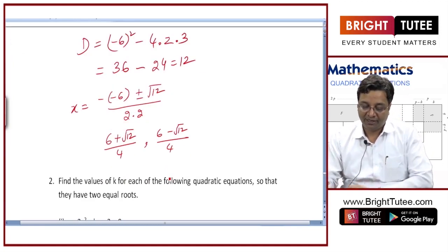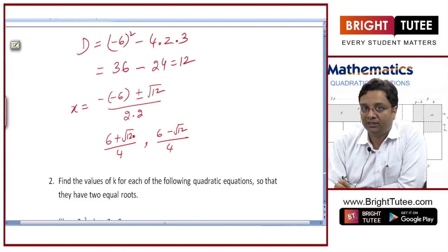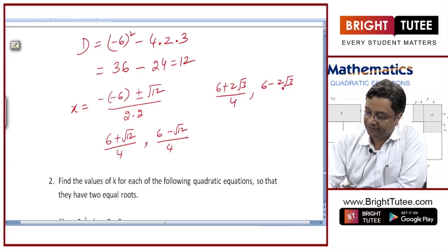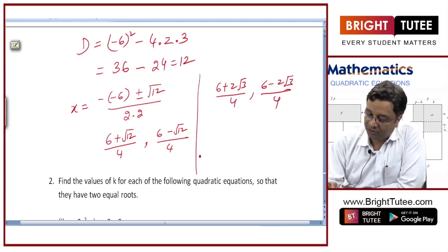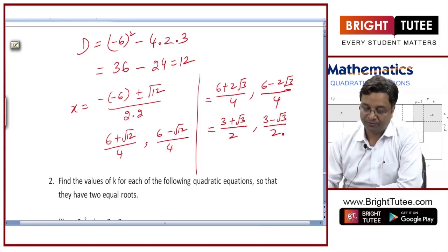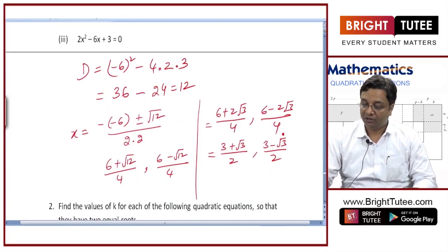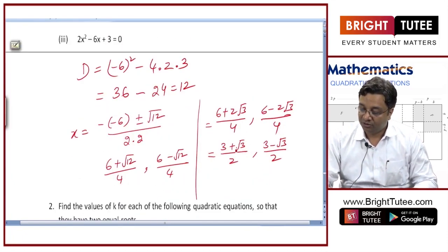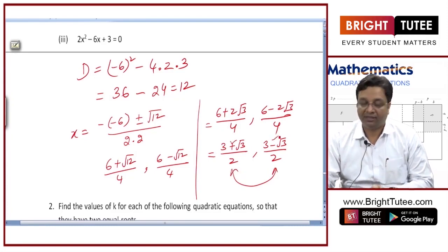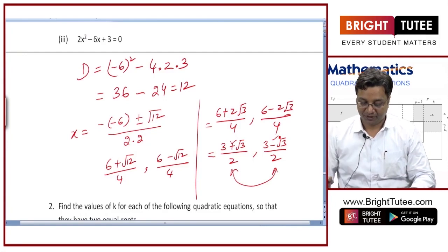Now I can further simplify it because 12 can be written as 4 into 3. So 2 can be taken outside. So 6 plus 2 root 3 by 4, 6 minus 2 root 3 by 4. I can take 2 common and cancel it. So it will become 3 plus root 3 by 2, 3 minus root 3 by 2, right? So we have got irrational roots here, and the only difference in these two roots is this plus and this minus sign here. So these are conjugate roots.